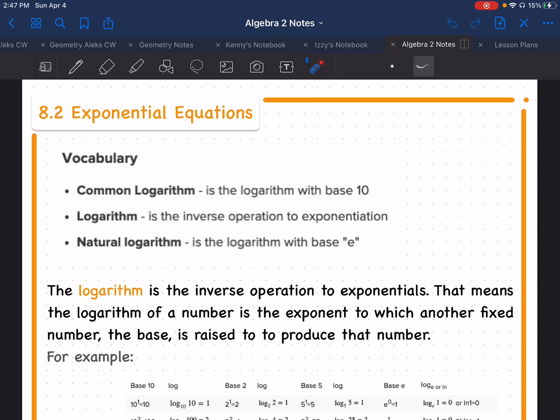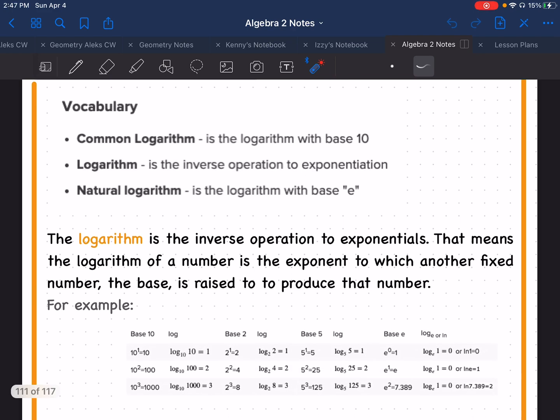A logarithm is, of course, the inverse operation to an exponential, and the natural logarithm is the logarithm with base e. Sometimes you see it written as so, but most of the times you see it written this way. The logarithm is the inverse operation to exponentials. That means that the logarithm of a number is the exponent to which another fixed number, the base, is raised to produce that number. Here are some examples.